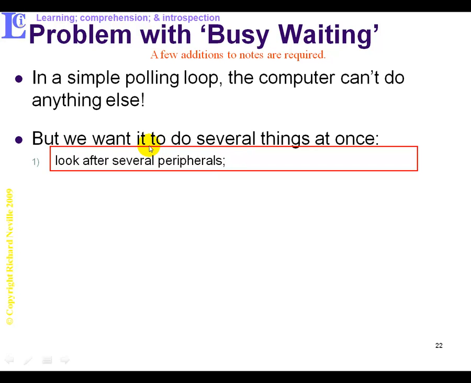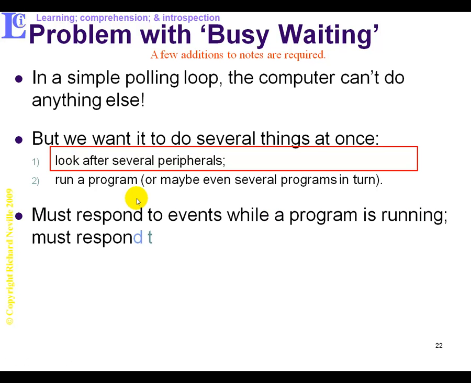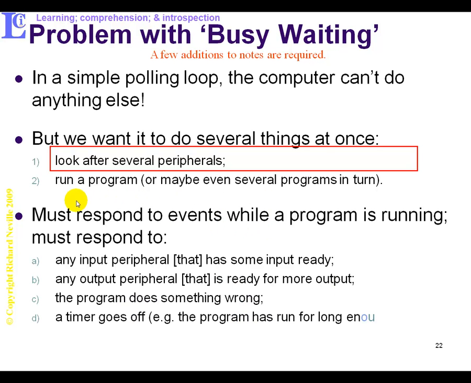but we want it to do several things at once, and one of them is to look after several peripherals. We also might have to run a program instead of being in this wait loop. So what we're really seeing is the CPU must respond to other events. It must respond to events while a program is running. And really it's got to respond to a number of things.